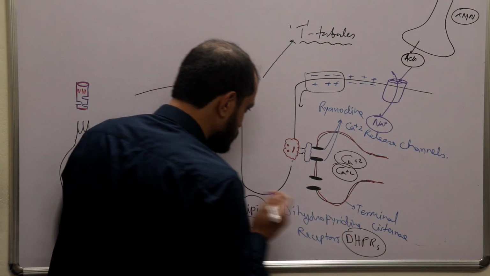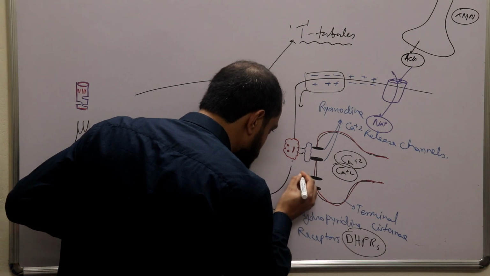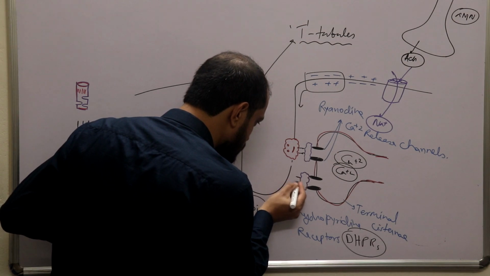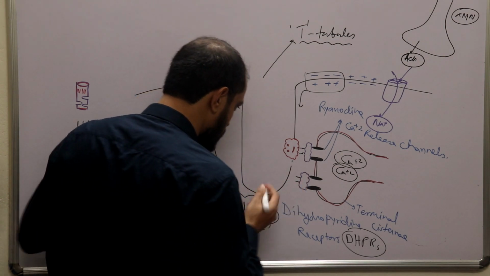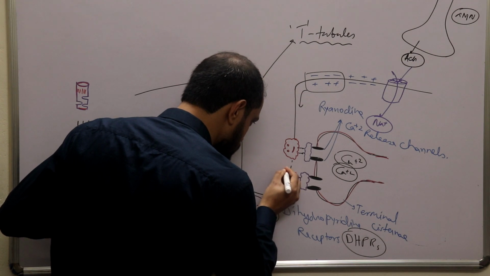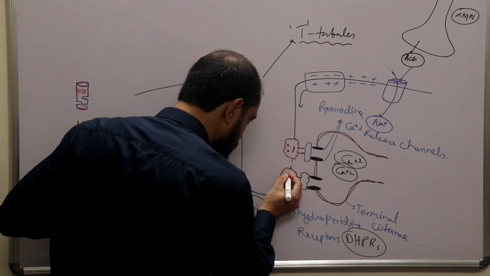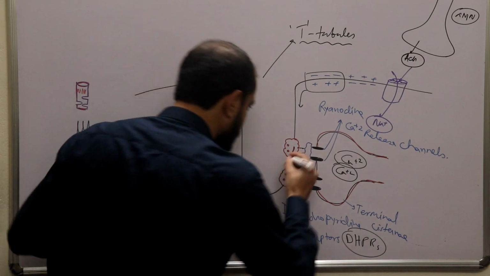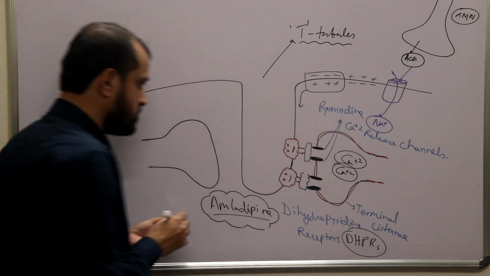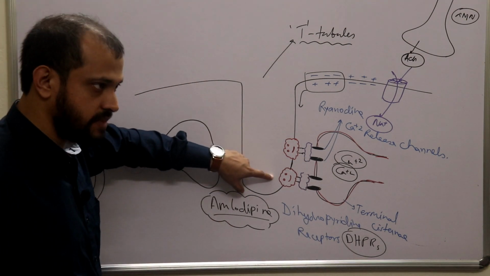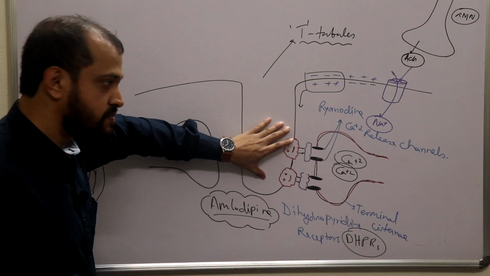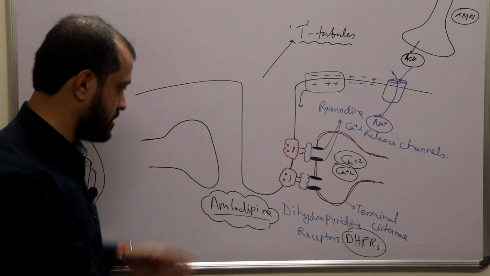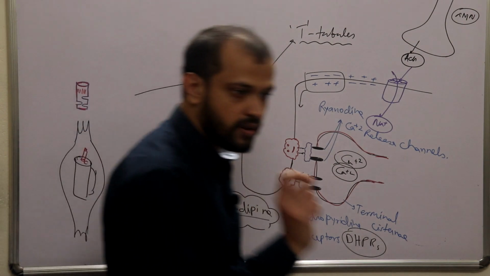Listen. Suppose this is another dihydropyridine receptor, okay? Now listen with all your attention. Suppose this is a dihydropyridine receptor, this is a dihydropyridine receptor. Now listen, these dihydropyridine receptors are present throughout this T tubule. That means they are present also here. Okay, I'm not drawing. Now listen, there's an important point you need to understand right now.